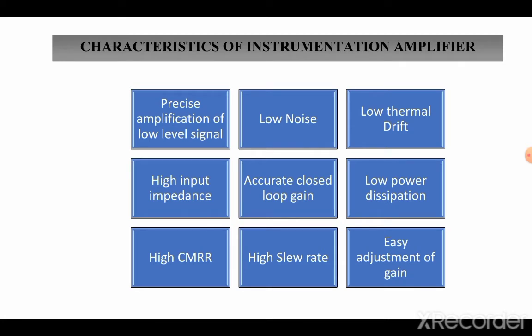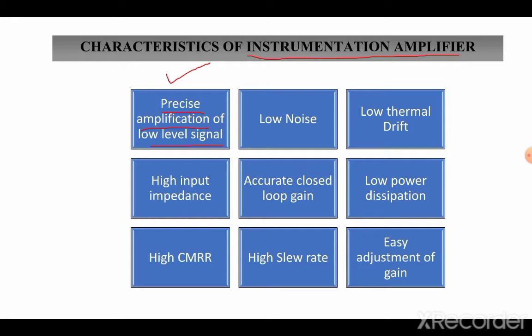In the next slide, we will talk about the characteristics of an instrumentation amplifier. The first characteristic we study is the precise amplification of low-level signals. The instrumentation amplifier is expected to amplify the low-level output from the transducer. Therefore, the gain is required to be finite and as high as possible. The gain is required to be 1000, and it should be accurate and stable, so that the amplifier can provide a precise amplification.